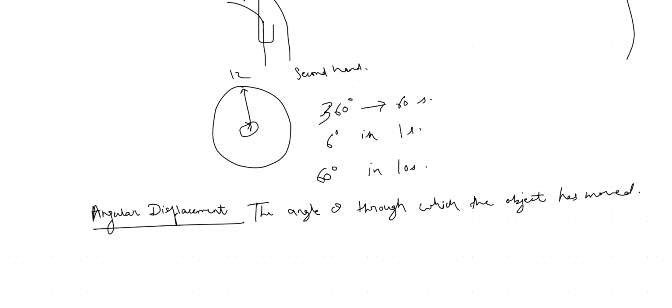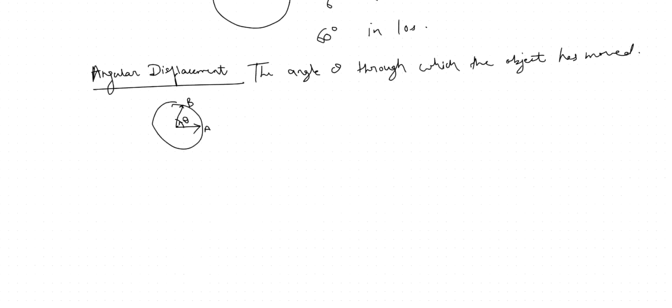Let's say initially the object is at position A, and after a time t, the object reaches position B. When the object goes from A to B, it has covered this angle theta in a certain time t. So this theta is known as angular displacement. But when we are dealing with circular motion, we should measure angles in radians rather than in degrees.